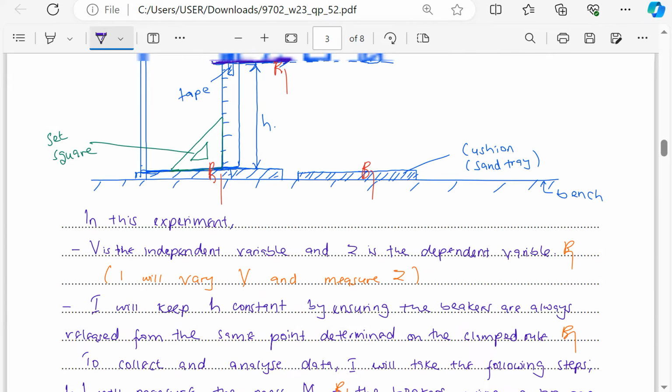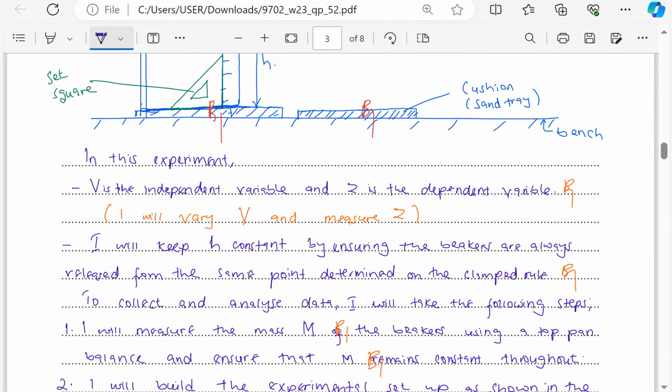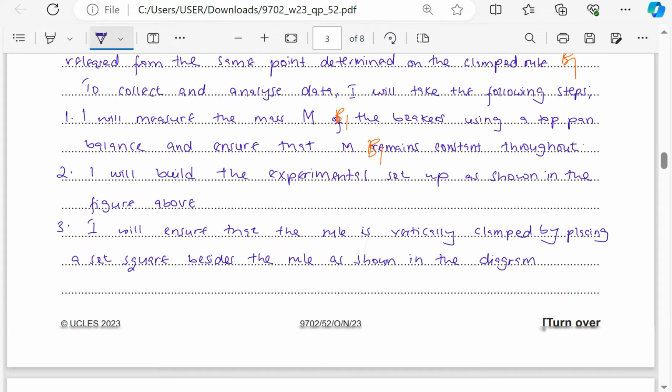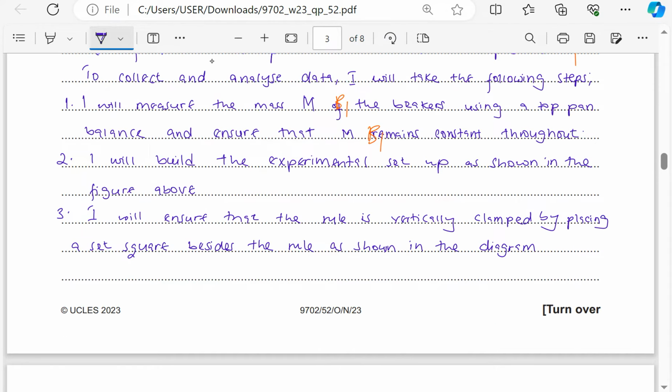That's why I've put this set square. But I said that instead of a set square, you could use a spirit level, which builders use to ensure that something is flat, horizontal or vertical. So besides that, you could use a spirit level.